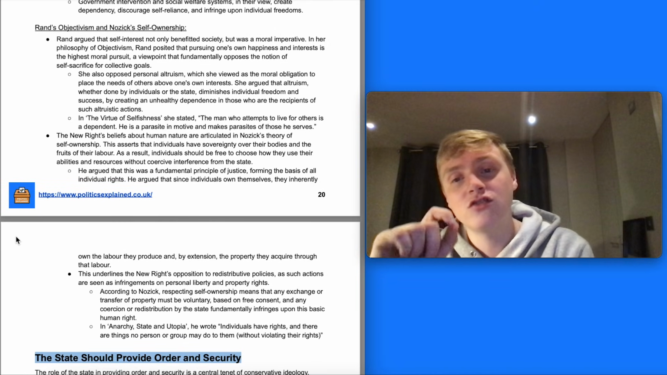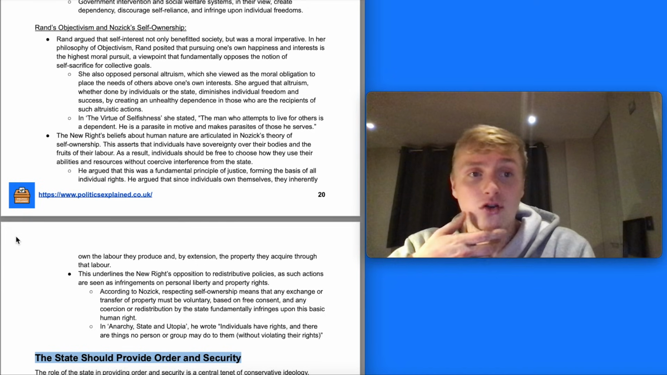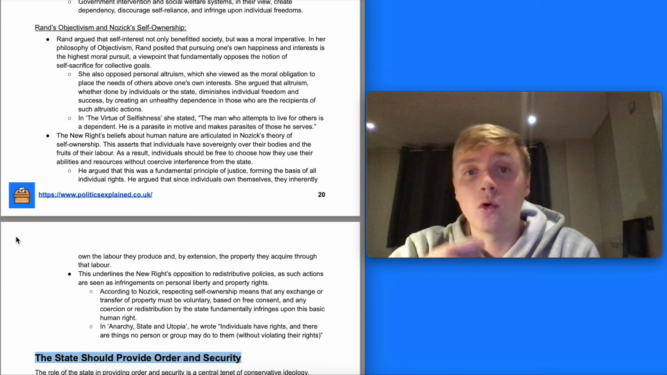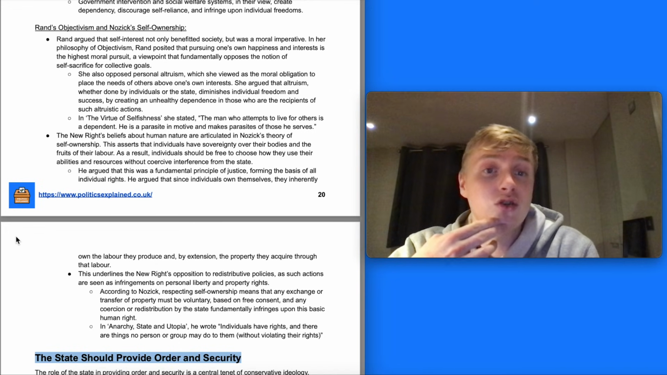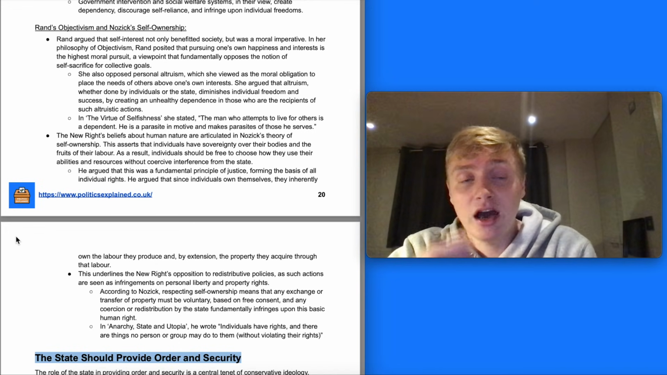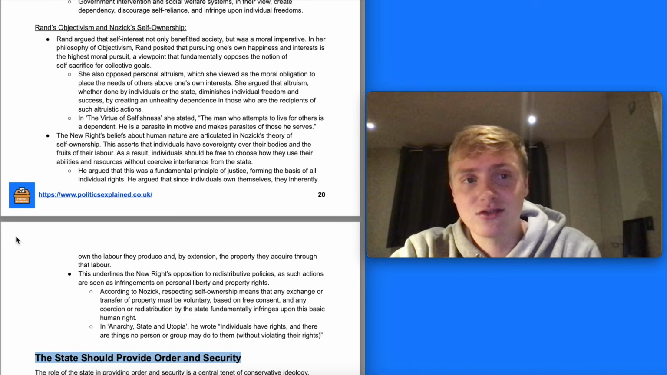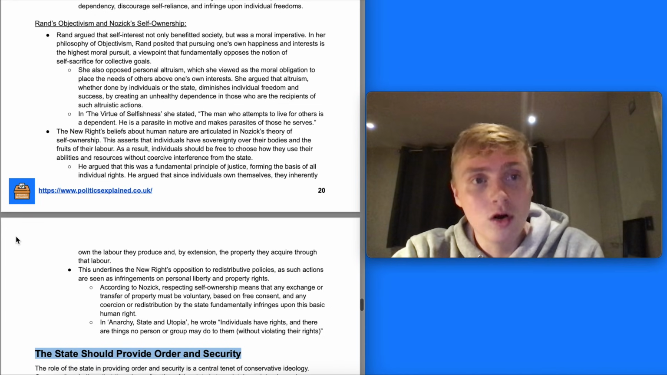And this can be seen in two elements of thought from Rand and Nozick. So Rand argued that self-interest not only benefited society, but was a moral imperative. In her philosophy of objectivism, she posited that pursuing one's happiness and interests is the highest moral pursuit, a viewpoint that fundamentally opposes the idea of self-sacrifice for collective goals or paternalism. It's all about self-interest.